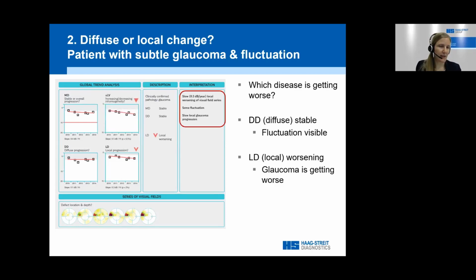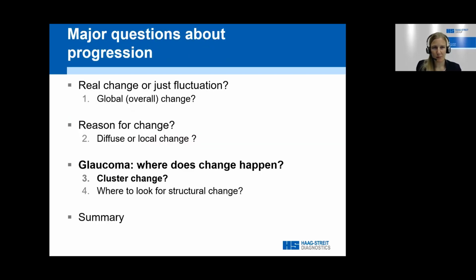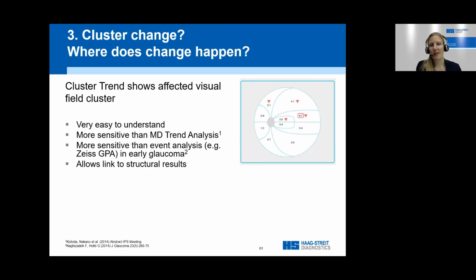Again, SLP sometimes says the same thing. It's just nice to distinguish between the two. And then we already introduced the cluster trend analysis. This is an additional tool that really tells you where the change happens. It's easy to understand. That's why I like it. But it's also been shown to be more sensitive than MD trend analysis.